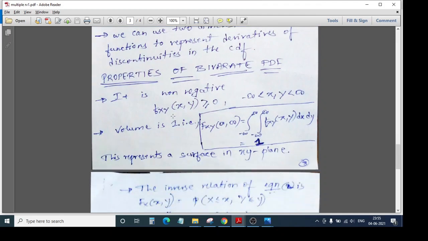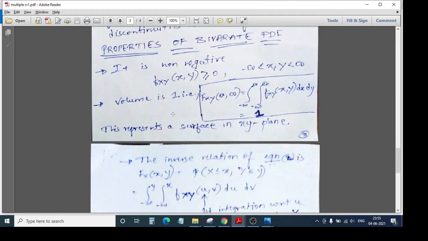So this is done. Next, we'll check upon the properties of the PDF. Properties of the CDF are over already. Always remember, friends, the first property of your bivariate PDF is that it is non-negative. It will never be a minus value. It will always be a positive value, which means it will always be greater than or equal to 0. And the condition is that X and Y must be between minus infinity and plus infinity.